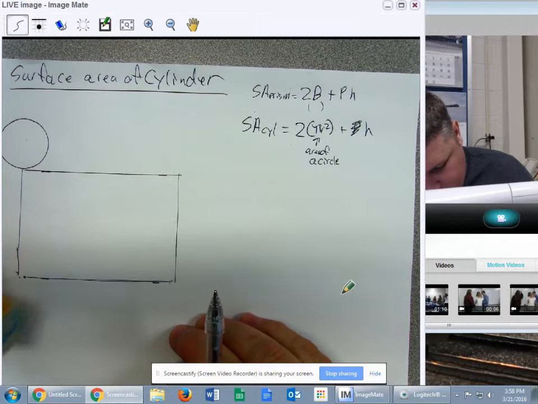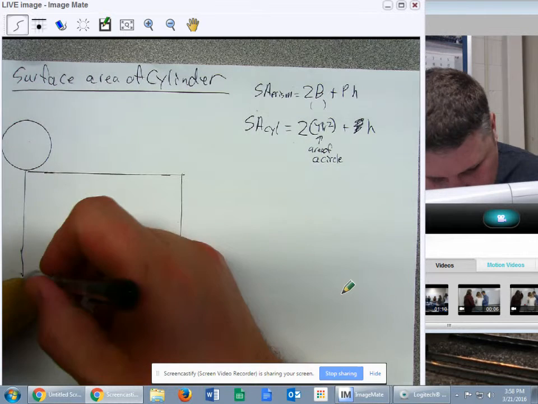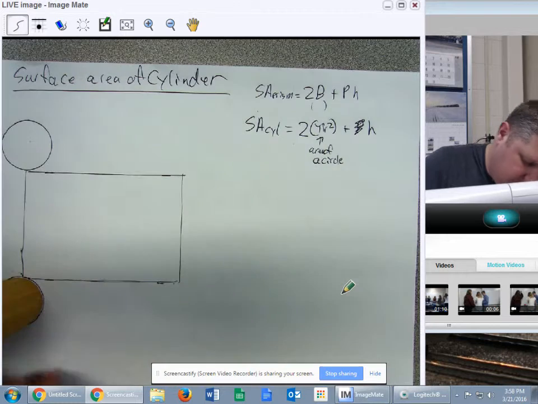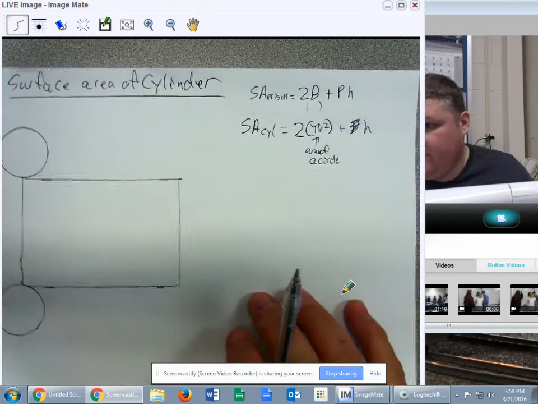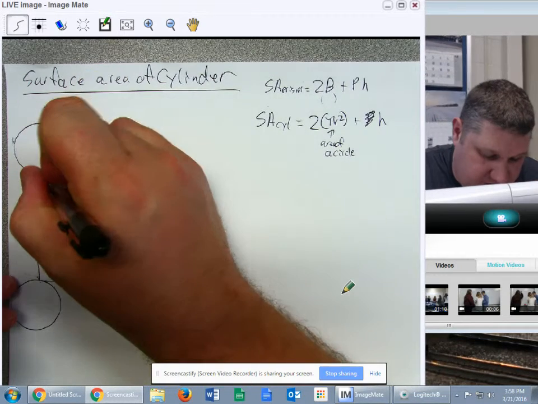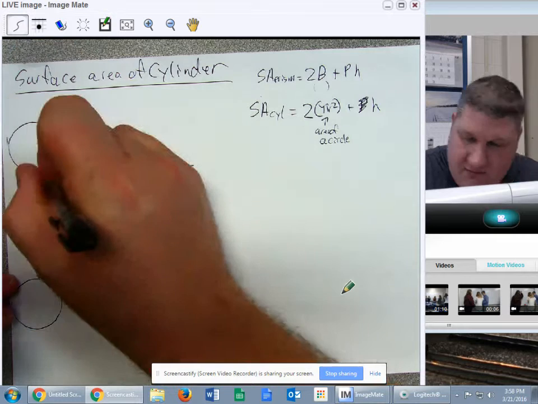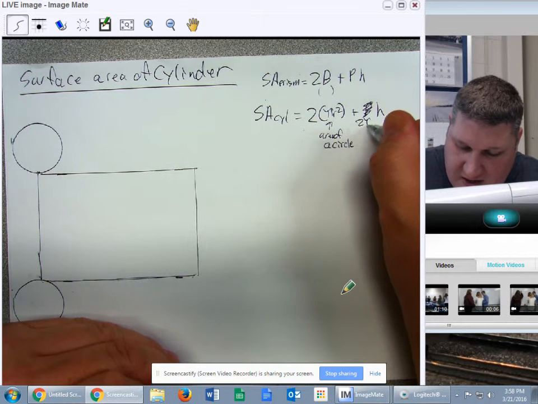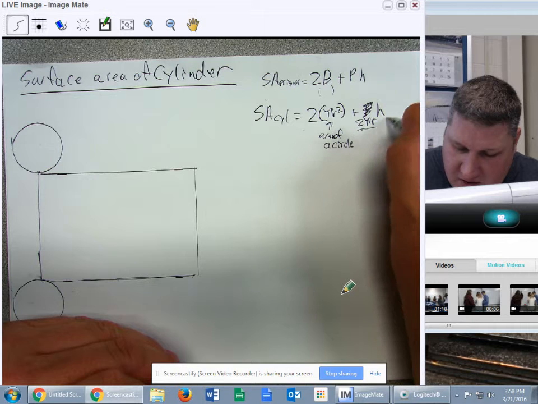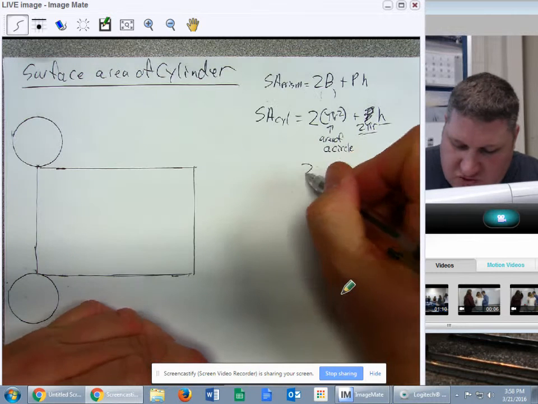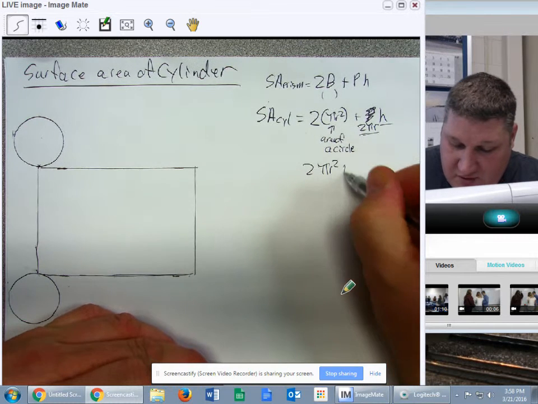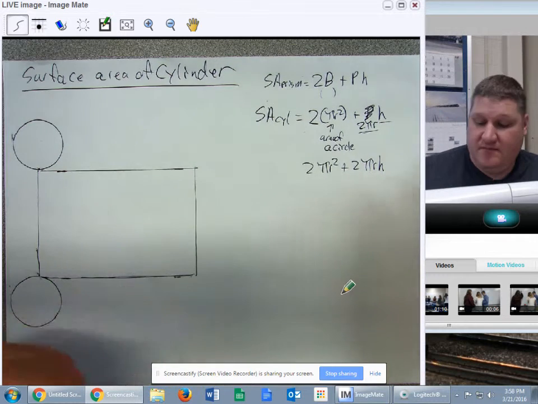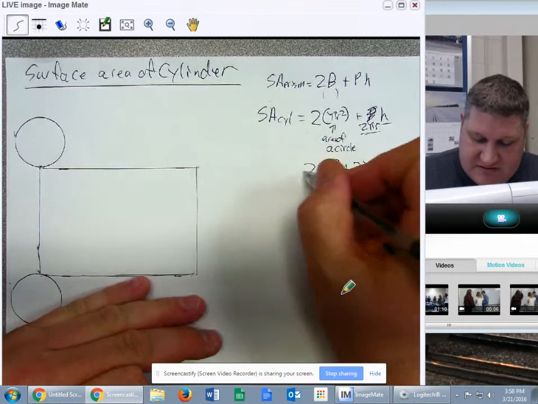Now we want to do it at that end, and let's just, to be fair, do the same thing to the other end. And we have circumference down here. So we need the distance from here all the way around back to the start. So that's going to be 2 pi r times height. So 2 pi r squared plus 2 pi rh. That's going to be the surface area of a cylinder.